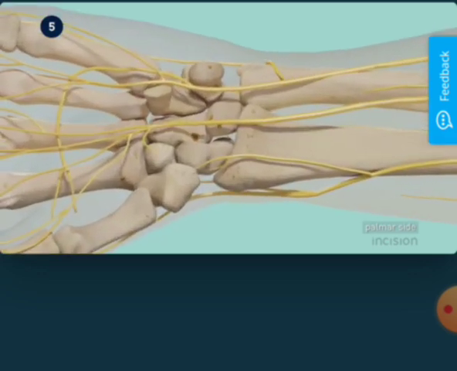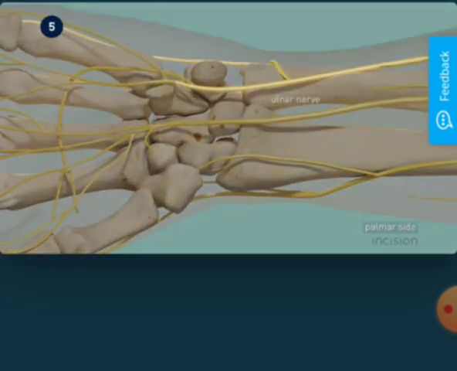The ulnar nerve passes through the palmar side of the wrist. It provides motor innervation to muscles that act to flex and adduct the wrist. It provides sensory innervation to the medial palmar skin and digits.